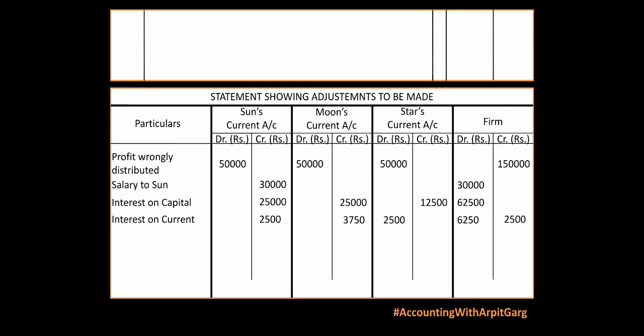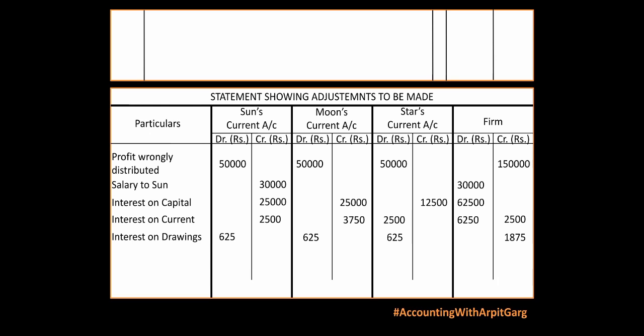Then interest on drawings is to be charged. Drawings given is rupees 25,000 each. So 5% of 25,000, 625 each, we will take from partners. So we will debit their accounts, and as the firm is taking, the money is coming. When money is coming, all incomes and gains are credited. So credit side, 1875 total, of 625, 625 and 625. That's it.